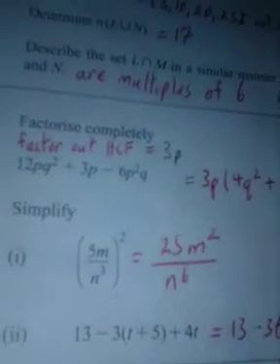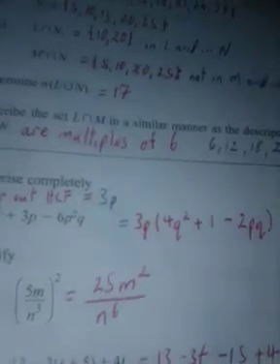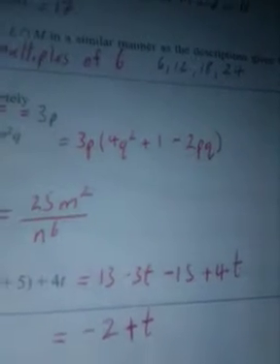Raising a power to a power: 5m over n cubed, all squared. Okay, 5 times 5 is 25. m times m is going to be m squared. n cubed times n cubed would be n to the 6th power. And expanding brackets, so I expand this bracket, and then I simplify like terms. So I expand the bracket, so I get 13 minus 3t minus 5 plus 4t. 13 minus 5 is going to be 8, minus 3t plus 4t is going to be plus t.